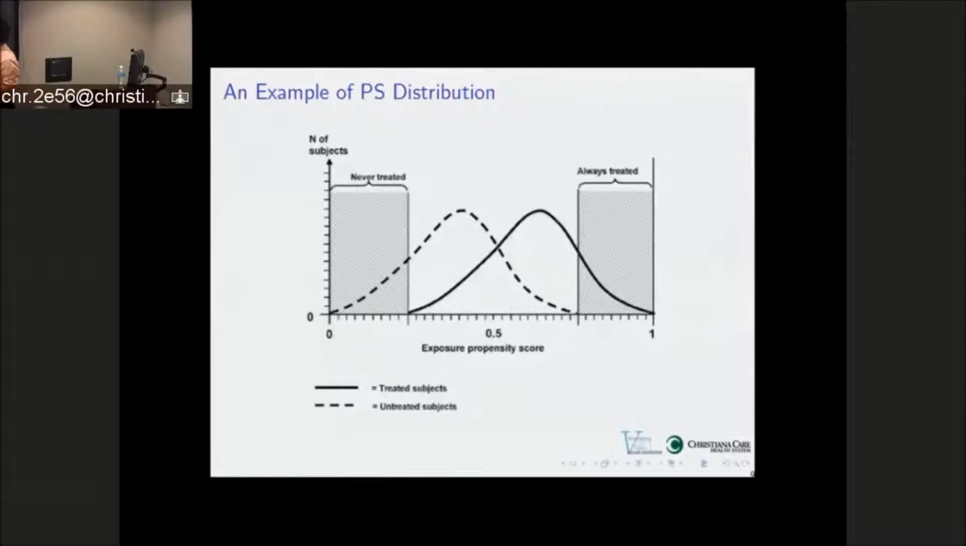In this part, we can see this is the never-treated group, since there's no overlap between this propensity score and the propensity score from the treatment group. This other part is the always-treated group. Usually we don't care about these two groups. We care about the subjects between these two, and we would like to generate a comparison group based on this.